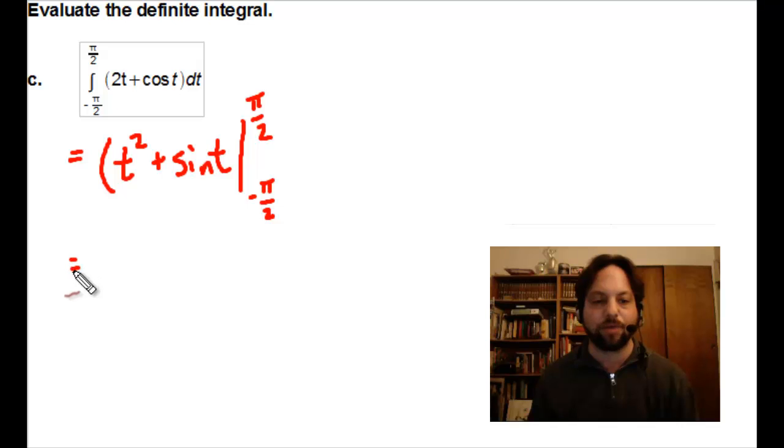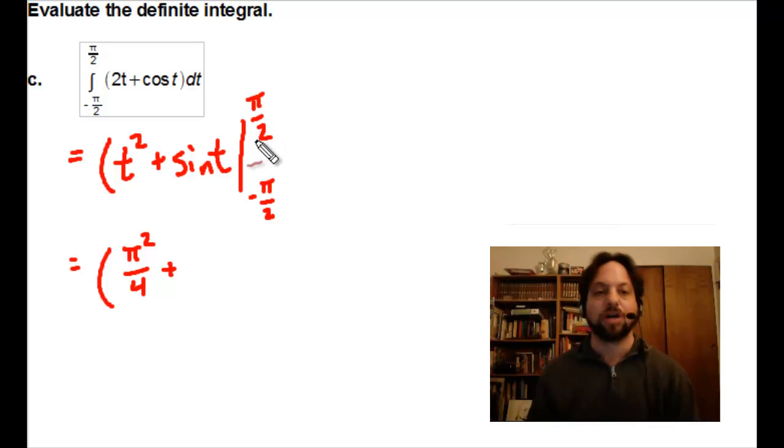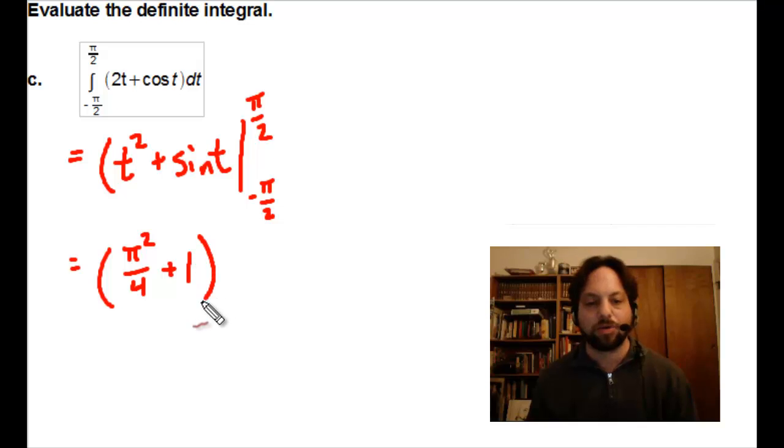First off, what we'll have when we plug in our pi over 2 is we'll have pi squared over 4. That comes from the t squared. And then we have the sine of pi over 2, which, of course, the sine of pi over 2 is just 1. So there we go. There is substituting pi over 2.